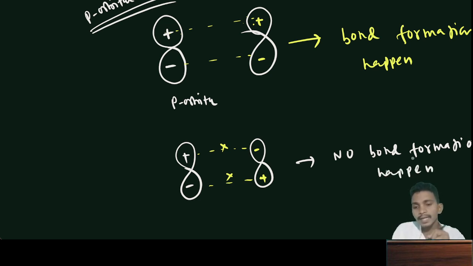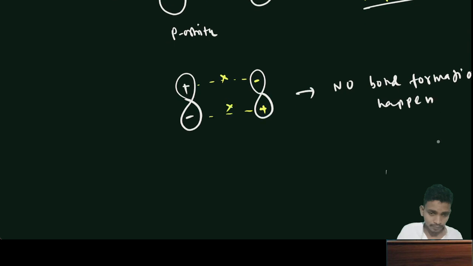So what is needed for bond formation? Both lobes should have the same sign; then bond formation will happen. Otherwise, if there are different signs, there is no chance of making a bond. This is the general idea discussed in molecular orbital theory: if they have the same sign, then a bond forms; if they have different signs, bond formation will not occur.